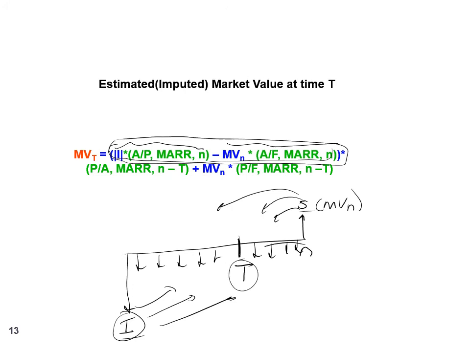It means that I need to collect all these capital recovery amounts to time T. So I'm multiplying it by P given A using MAR as the interest rate. The number of periods here is N minus T. So this P given A, MAR, and N minus T is used to collect everything here at time T. But plus, at the end of this lifetime, this item has its own market value.